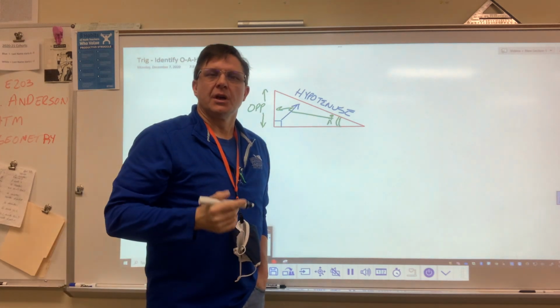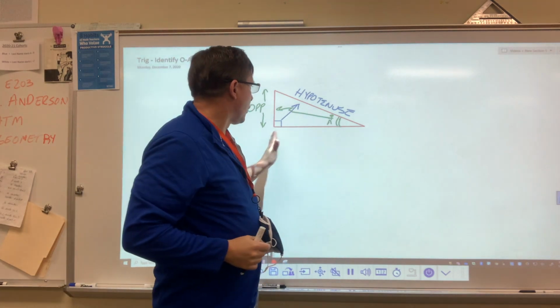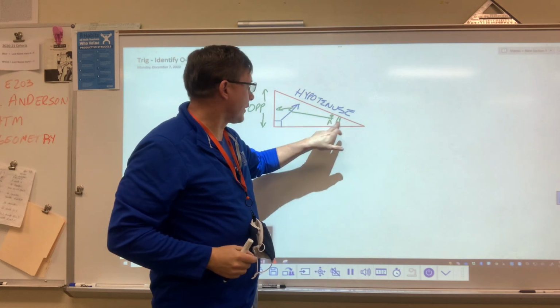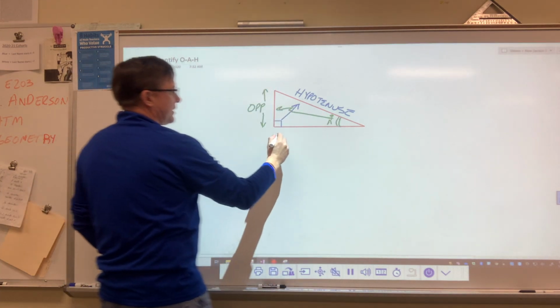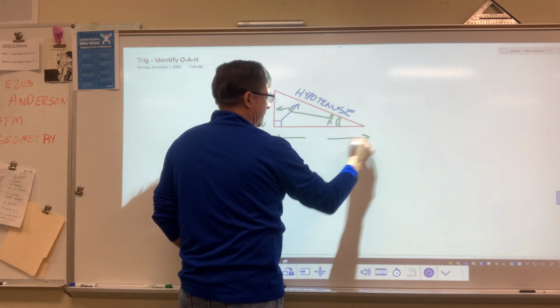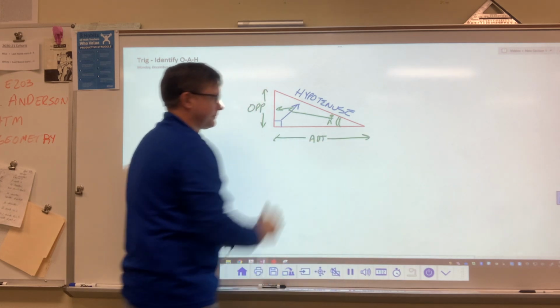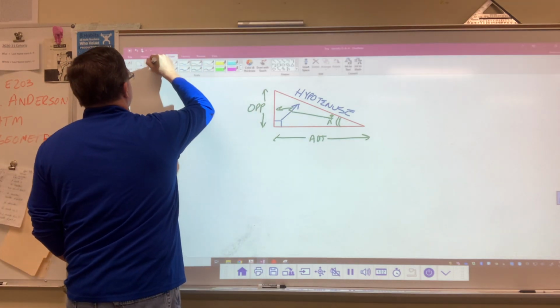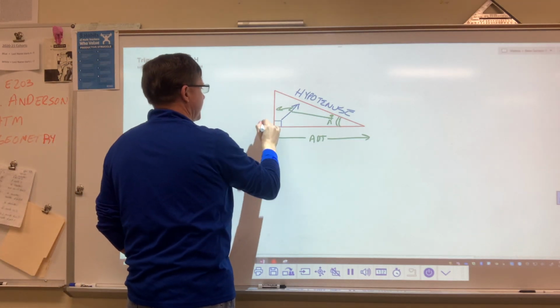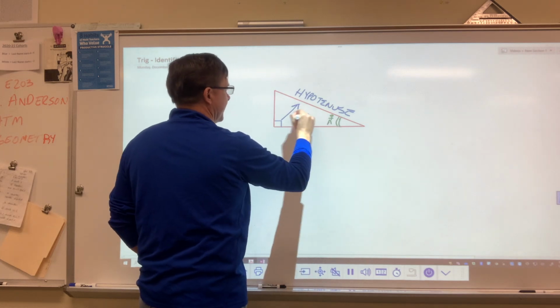All right, we've identified the hypotenuse, that's always the same, it's across from 90. We picked our angle and we looked out and that's the opposite. That leaves the last leg here to be the adjacent. All right, and again, this is a skill that we're going to need to do trigonometry. Alone, it doesn't make much sense.